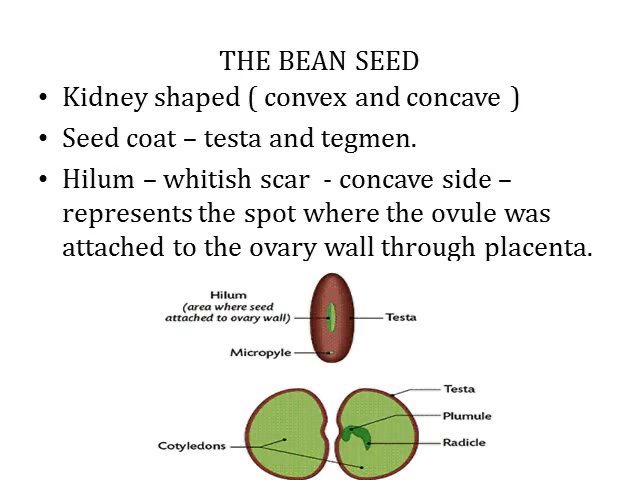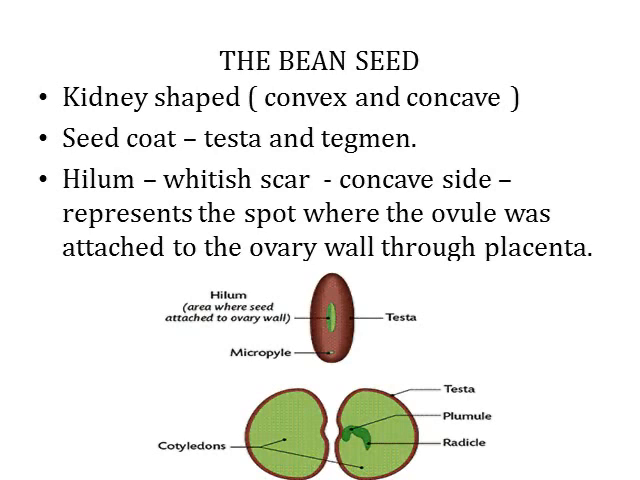What is the function of this seed coat? It protects the delicate inner parts of the seed from injury and also from the attack of bacteria, fungi and insects. The very next layer present next to the testa is the tegmen. It is a very thin layer and this also acts as a protective layer.